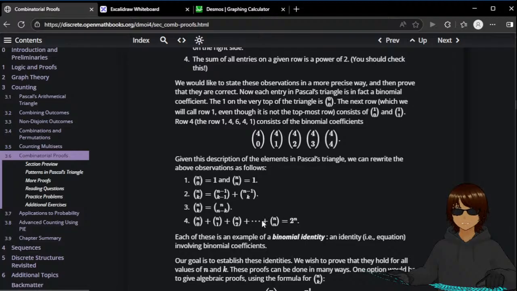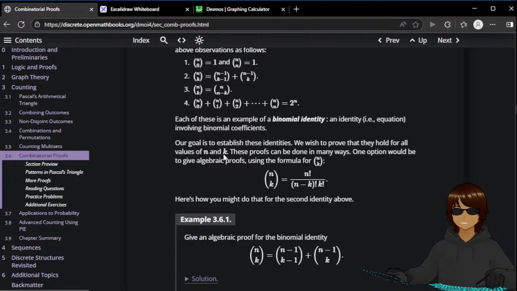How do you prove this last one? Each of these is an example of a binomial identity, an identity involving binomial coefficients. Our goal is to establish these identities. We wish to prove that they hold for all values of n and k. These proofs can be done in many ways. One option would be to give algebraic proofs using the formula for n choose k. Here's how you might do that for the second identity above.